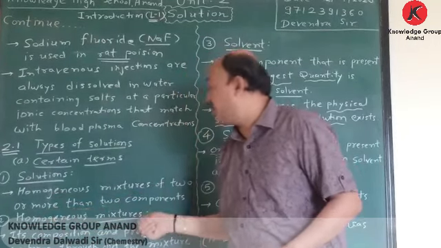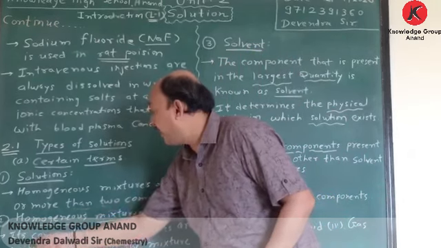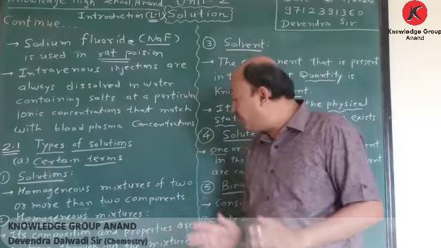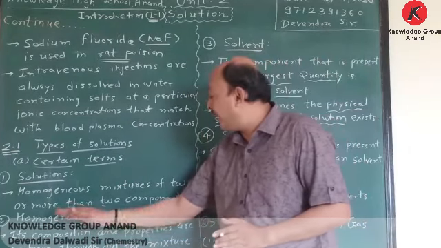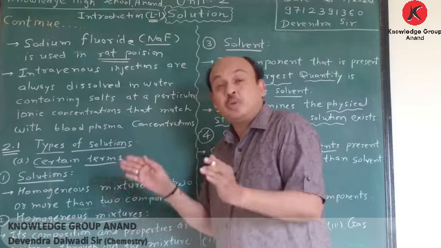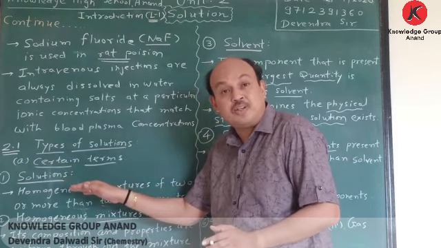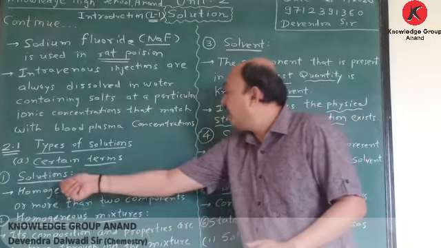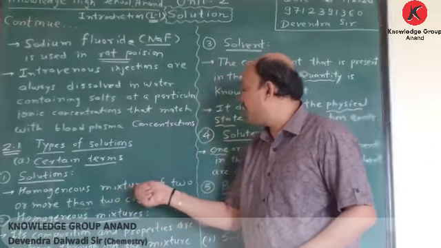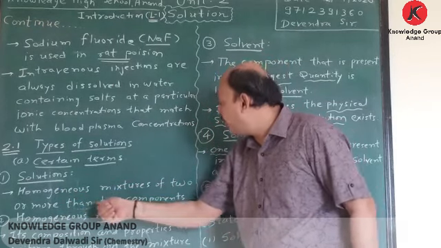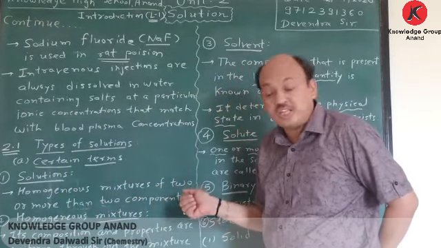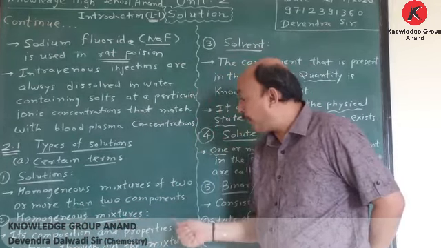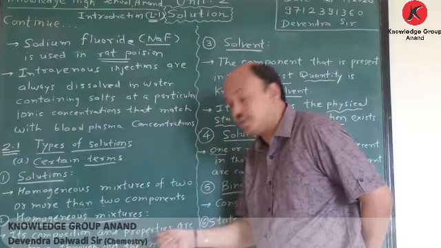So a homogeneous mixture is one whose composition and properties are uniform throughout the mixture. This is known as a homogeneous mixture. Once again the definition of solution: a homogeneous mixture of two or more components is known as a solution, and a homogeneous mixture is one whose composition and properties are uniform throughout the mixture.